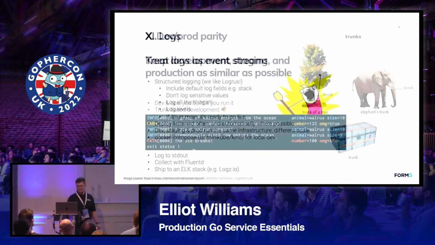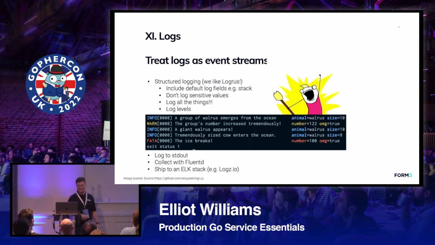Okay, we are nearly done with the 12 factors, don't worry. So number 11, logs. And this one is actually really, really important, especially in terms of observability. And that's to treat all of your logs as event streams. So in your logs, you're providing loads of context, as much context as possible, with structured logging. We use Logrus for structured logging, and that's just a really nice library to use.